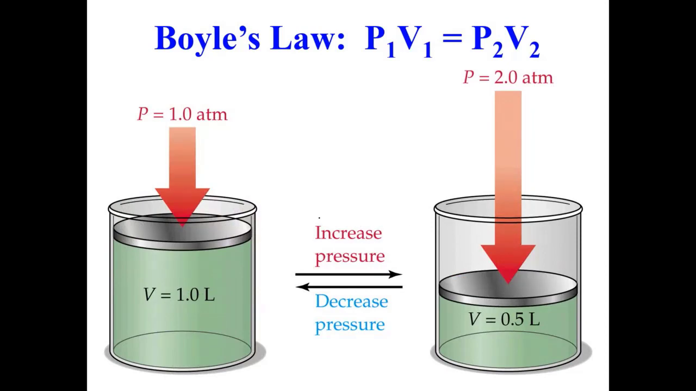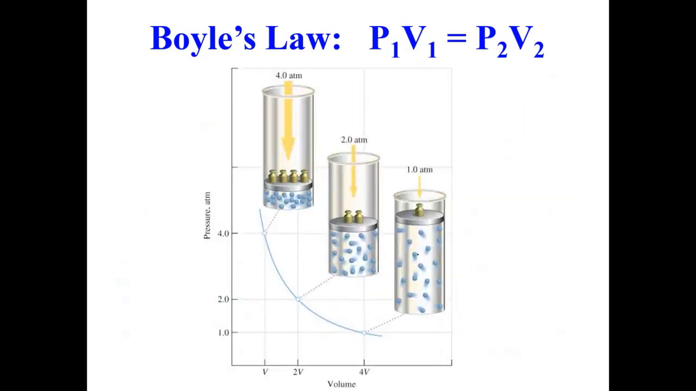You have a piston that holds 1 liter of gas at 1 atm. If you double the pressure to 2 atm, the volume will be cut in half, as an inverse relationship. Cool.